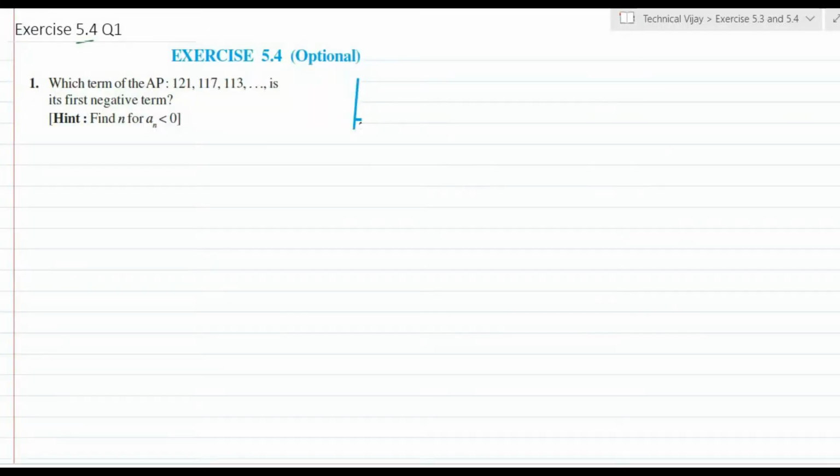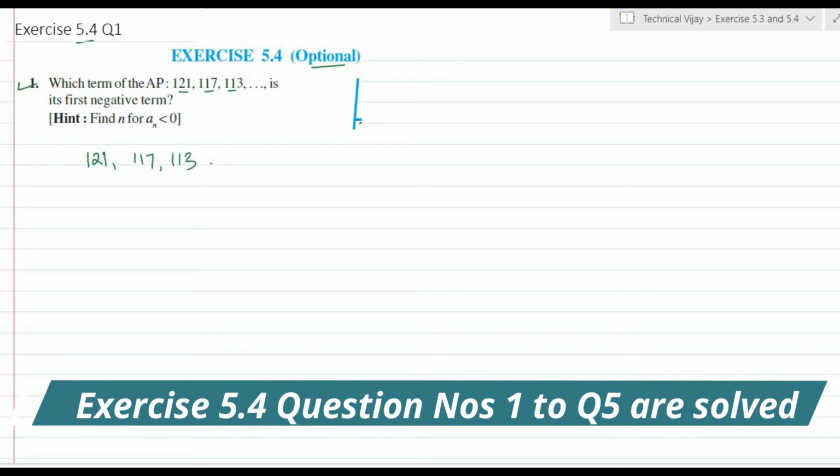Exercise 5.4. This is an optional exercise. We will solve this exercise also. Here the first problem: which term of the AP 121, 117, 113 is its first negative term? So there is an AP that is 121, 117 and 113, like this.